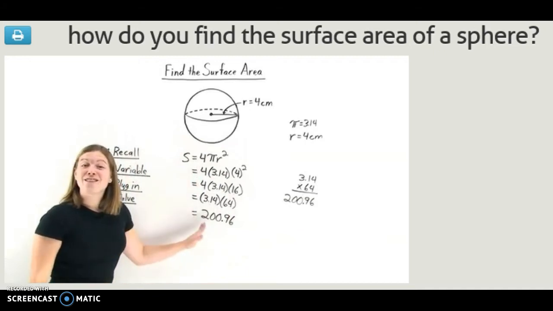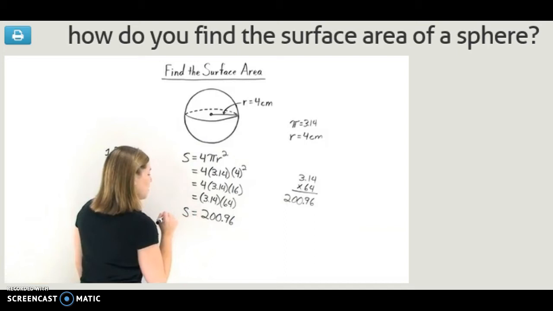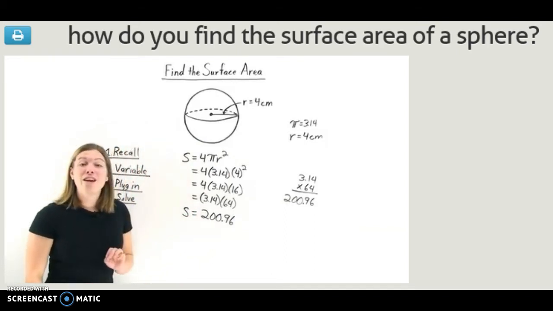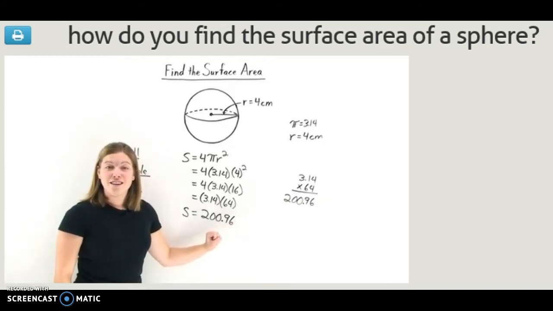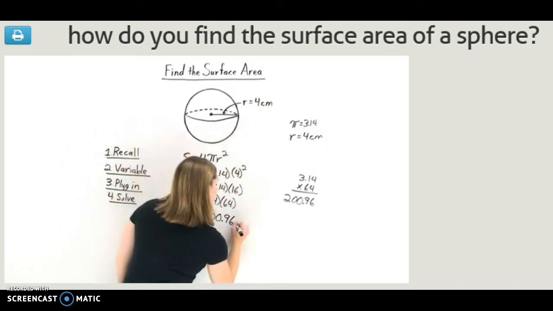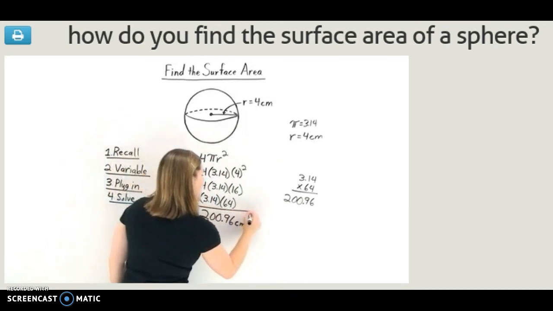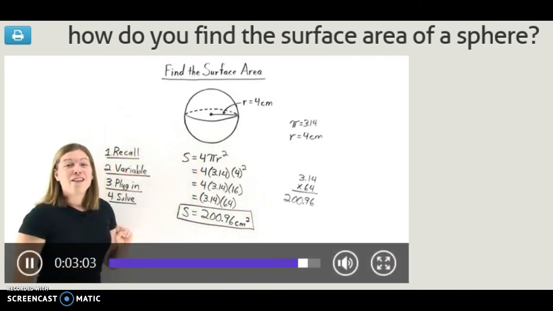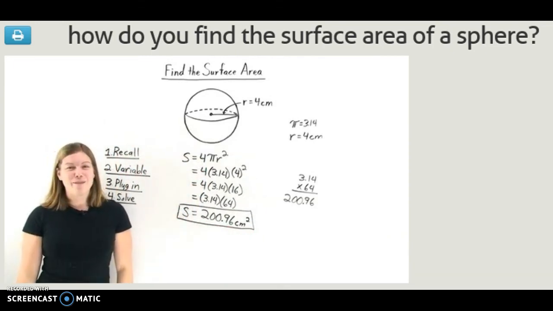Hey, that's our answer. That is the surface area of this sphere. But surface area is an area. So, before we can call this our answer, we need to put units squared in our answer. And since our radius is measured in centimeters, we need to put centimeters squared in the answer. And now we have found the surface area of the sphere. The surface area of this sphere is 200.96 centimeters squared.